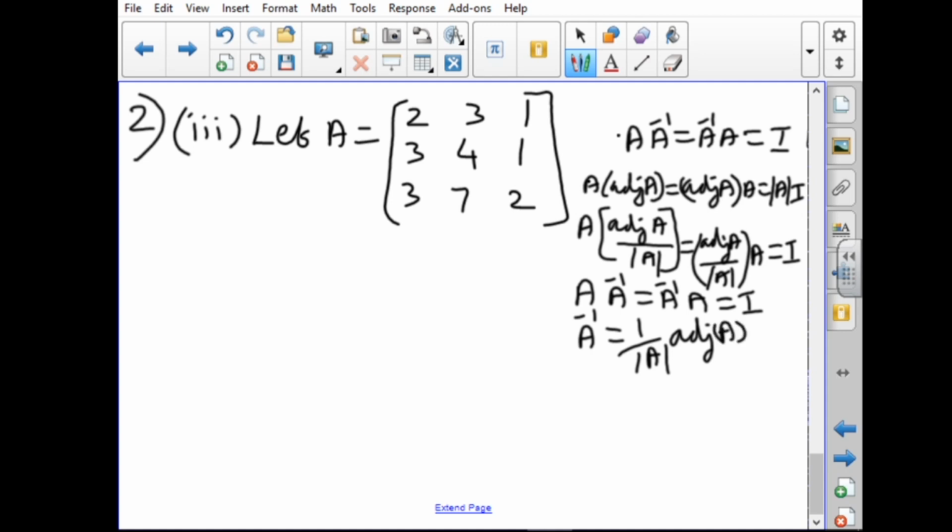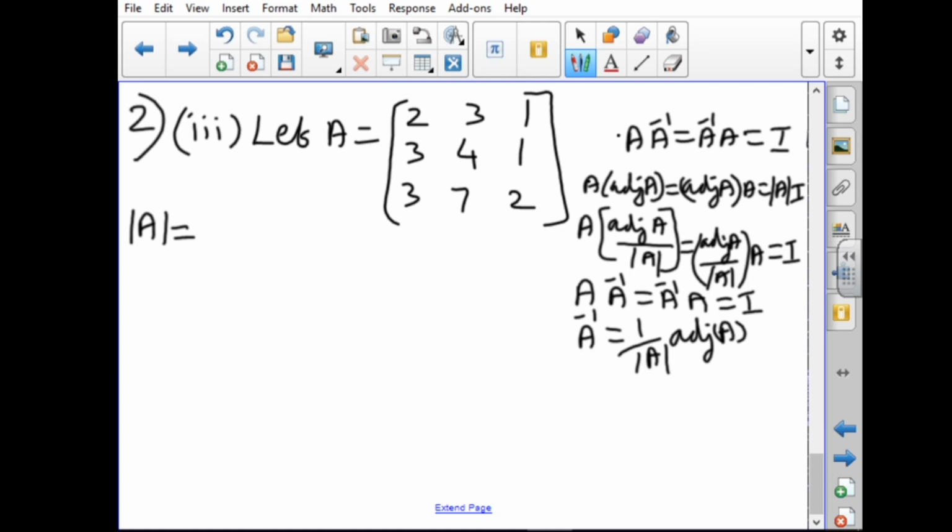To check whether the inverse exists, we have to find the determinant of A. So first we will find the determinant of A. If A is non-singular, the determinant exists and the inverse exists. Non-singular means the determinant of A should not be equal to 0. So we will find the determinant of A, expand it.